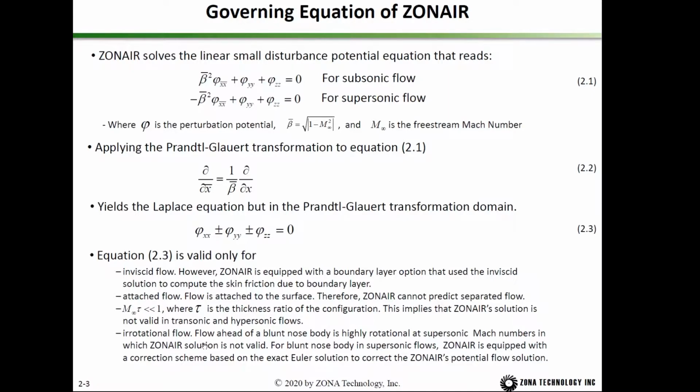Because of the irrotational flow assumption, the flow ahead of a blunt nose body is highly rotational at supersonic Mach number, in which the ZONAIR solution is not valid. For a blunt nose body in supersonic flow, ZONAIR is equipped with a correction scheme based on the exact Euler solution to correct the ZONAIR potential flow solution.